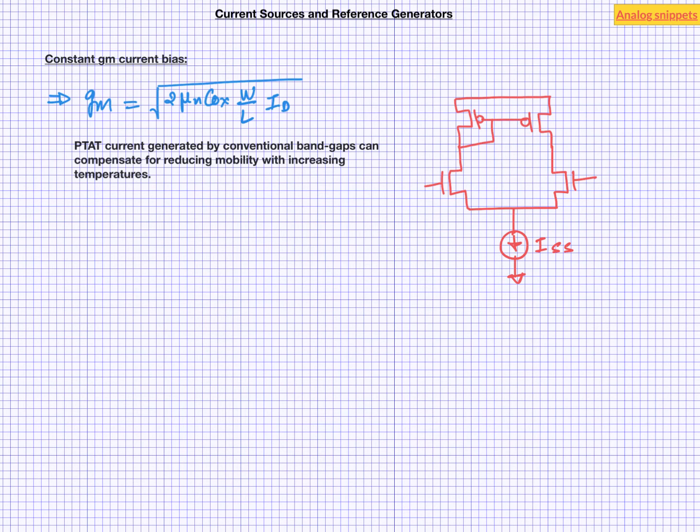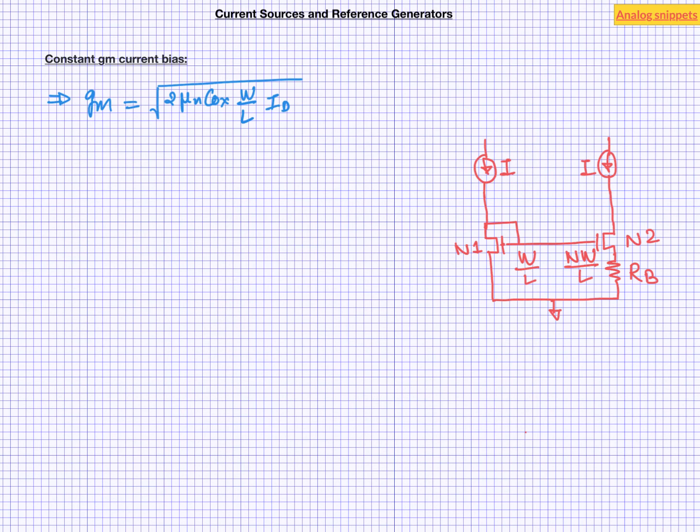To understand the basic concepts, let's consider this simplified circuit. Let's consider two NMOSes with the width of one being n times larger than the other, and both biased at the same current. There is a resistor RB at the source of the larger NMOS. Let's ignore body effect and channel length modulation for this analysis. Voltage across RB is simply the VGS difference between N1 and N2. And for identical threshold voltages, it's simply the difference between their overdrive voltages.